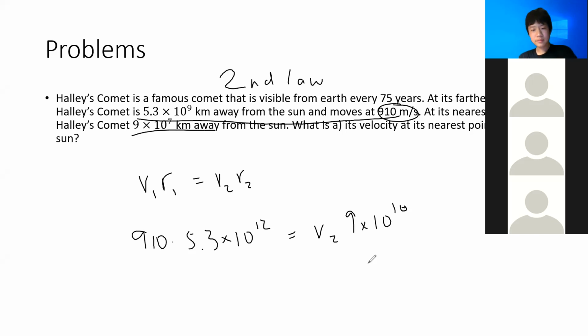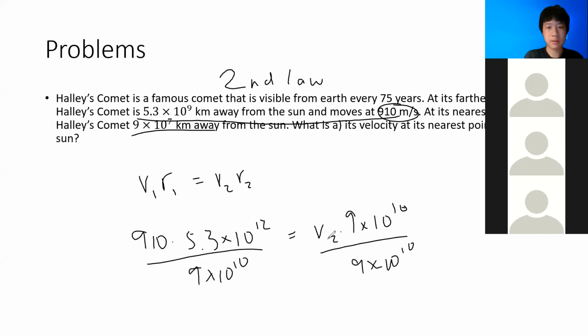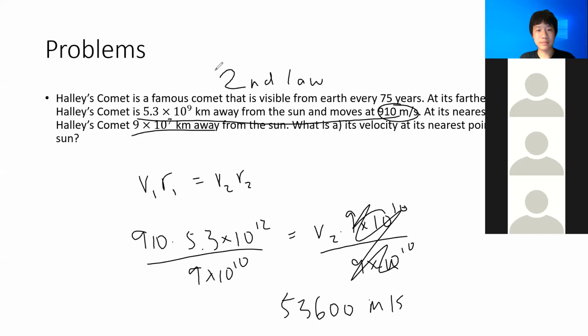Now we just need to solve this by dividing each side by 9 times 10 to the 10th. These cancel out. So what do we get? 5.3 times 10 to the 12th over 9 times 10 to the 10th, times 910. It's basically 53600, around that much, meters a second. So as you can see here, the comet moves a lot faster when it's closer to the sun than it does when it's farther away. Okay, any questions?